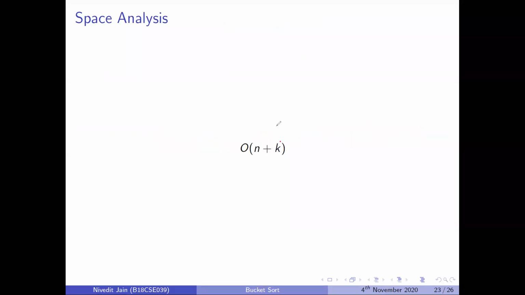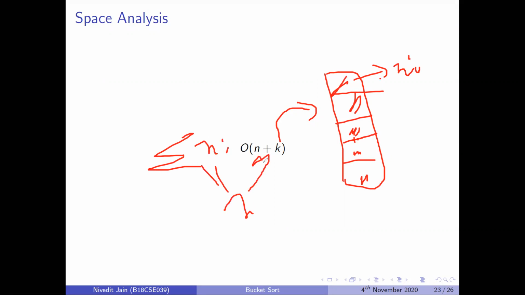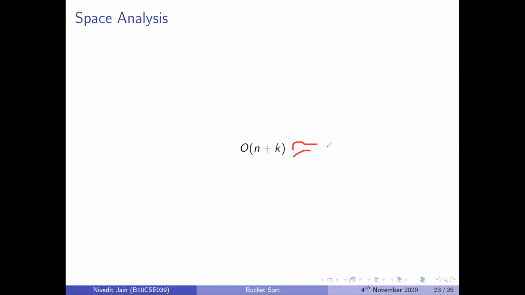For space complexity, this k part is needed as you need to allocate memory for each bin, either way you use a linked list or anything. So you need to allocate some memory for this. Say these are empty bins for now, but each bin has some n_i elements. So you need to store summation n_i. What is summation n_i? Just n. So this n part comes from here. So this much space would be required, and generally this would be equal to O of n only, because usually k is less than n.